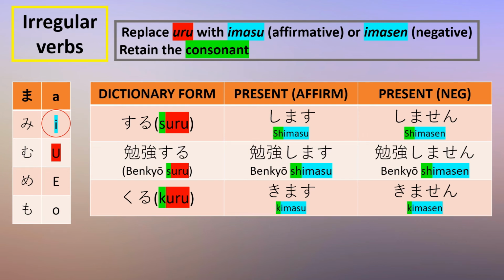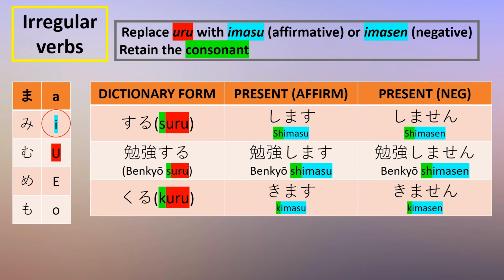So for example, benkyo suru, benkyo shimasu. I am studying, or I study. Then benkyo shimasen, I do not study. For kuru, again, we retain the K and change uru with imas or imasen. So what happens is kimas, kimasen. To come, don't come.